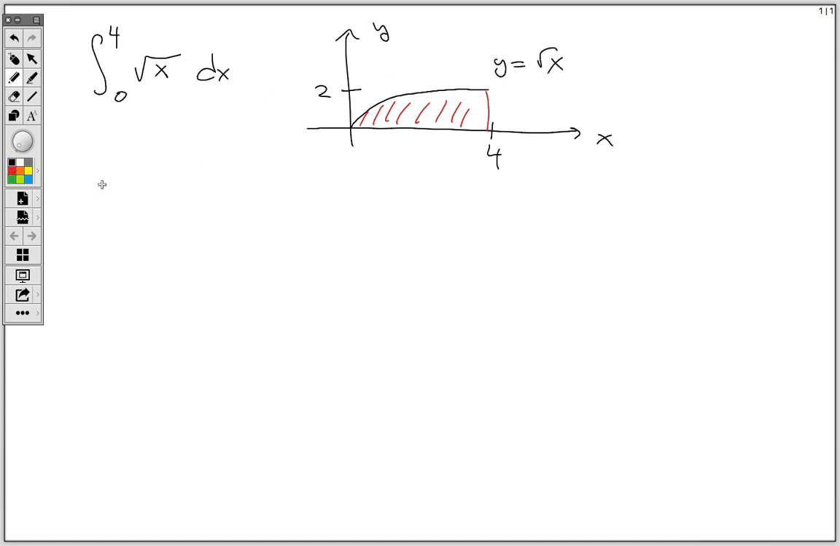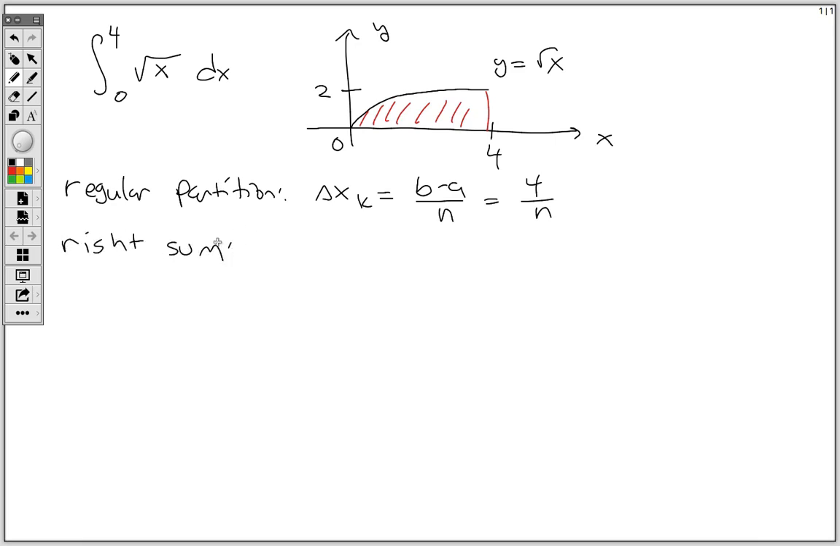If we proceed as we did in class with the parabola problem, then we would try a regular partition where the delta x_k is the same all the time. It's (b minus a) over n, which in this case, the entire interval is 4 units long, and so we would get 4 over n. If we did a right sum, then we would be evaluating the function at f of x_k, where x_k is the right endpoint, which would be 4k over n.